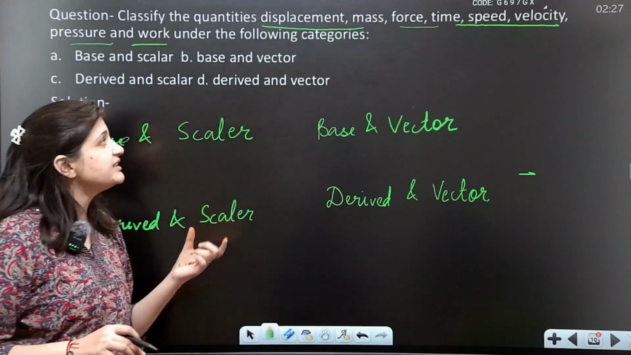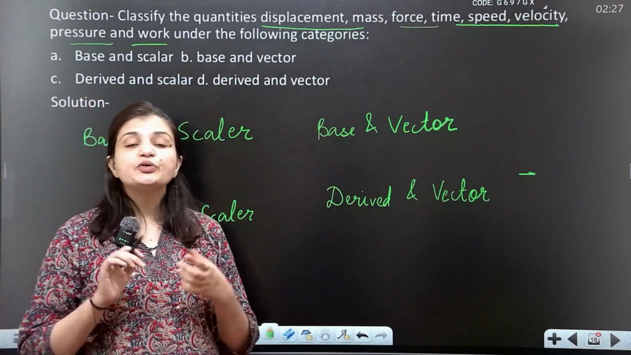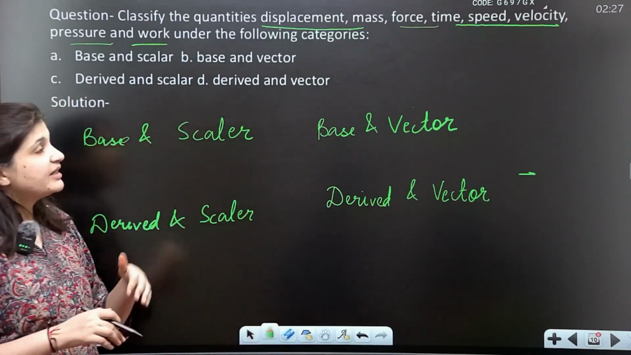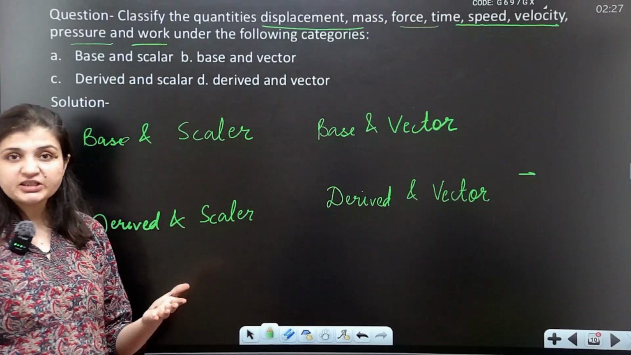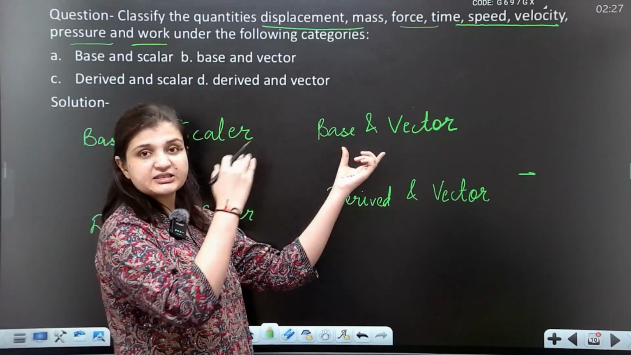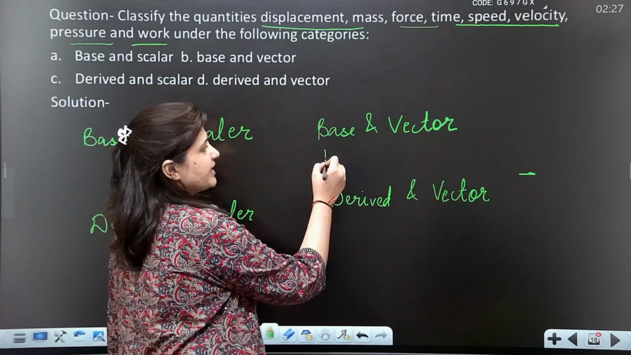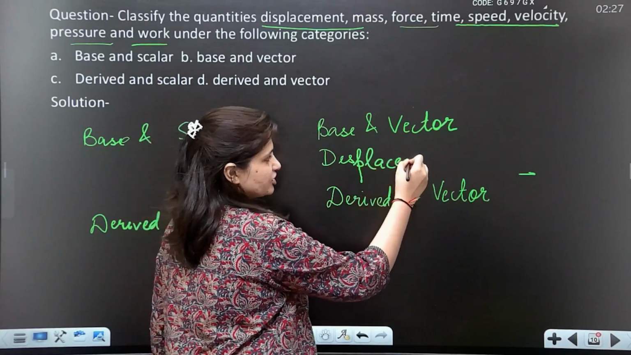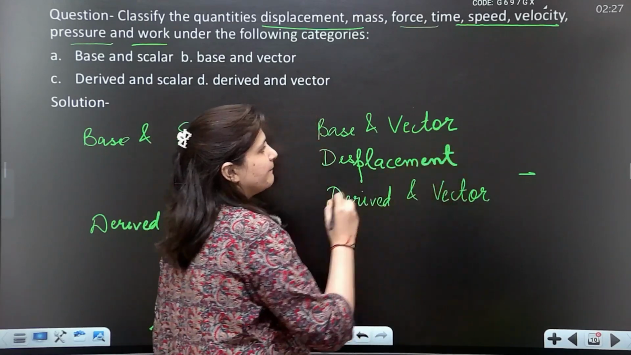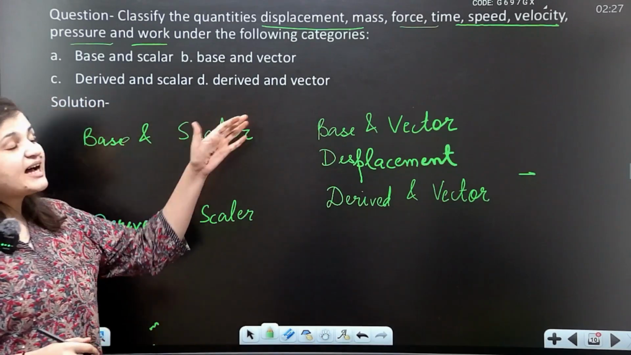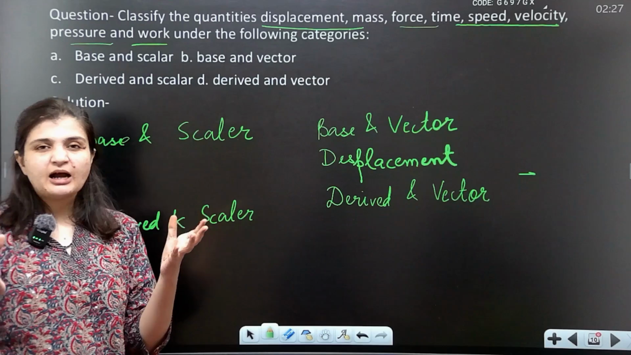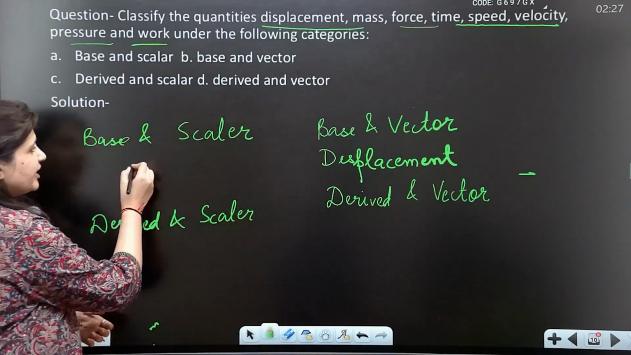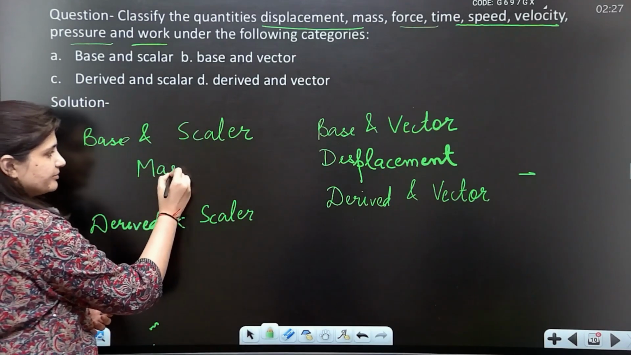So what is displacement? That has magnitude and direction. So where will this come? Displacement is the length of an object, the distance covered, so it will come in base and vector because it has magnitude as well as direction. So displacement is base and vector. Mass is the amount of matter contained in an object. So where will it come? In base and scalar.